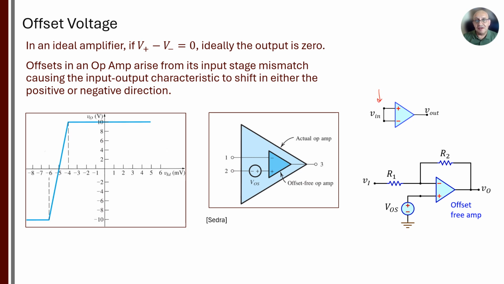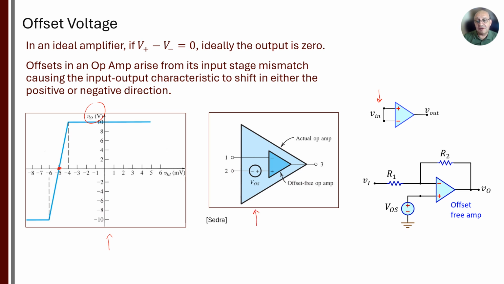0. In reality, it turns out that it's not. In the plot on the left, it's clear that for the output to be 0, the input needs to be minus 5 millivolts. So we say there is a minus 5 millivolts offset in this amplifier. Now the representation is with the circuit in the center.